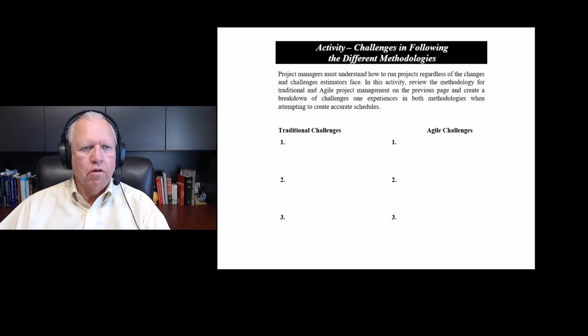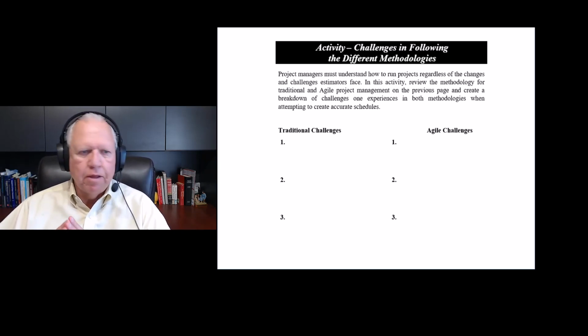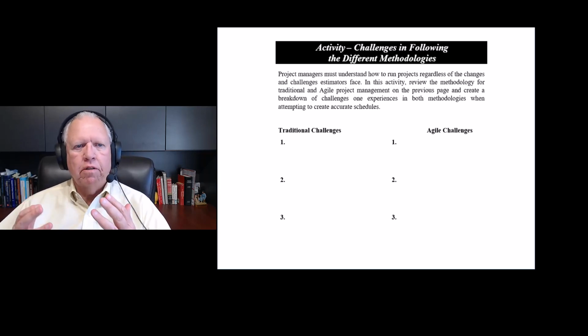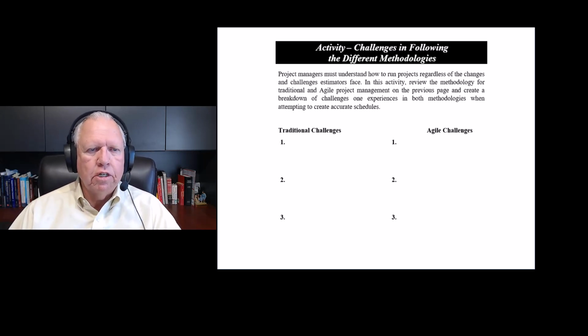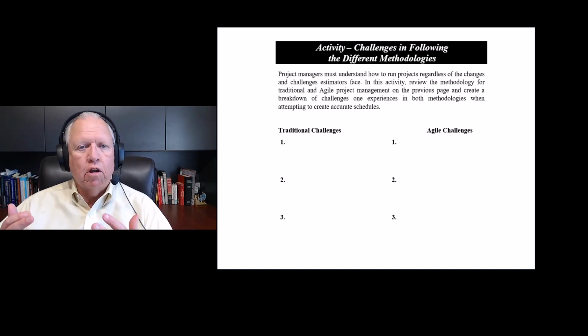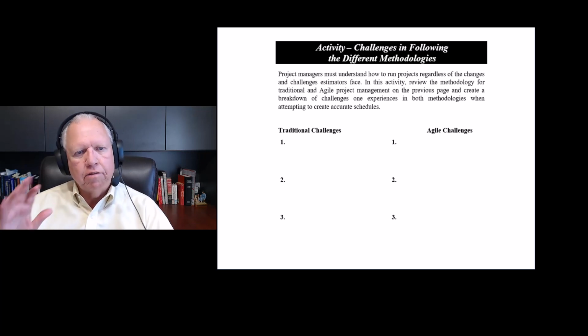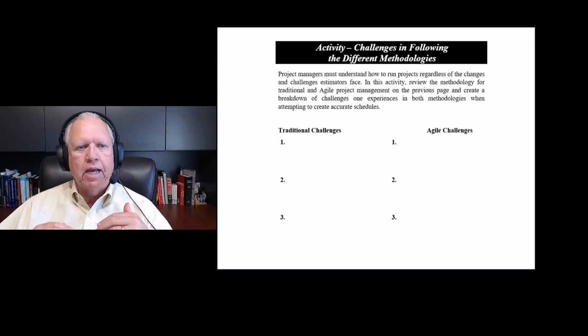Now, at this time, we're going to have activities periodically for you to go through throughout this course. Your first activity is entitled Challenges in Following the Different Methodologies. The goal of this activity is to get you thinking about the two main methodologies that are out there. You're thinking about traditional, but you're also thinking about agile. So I want you to take about 15 or 20 minutes, however long you need, and fill out some of the challenges on the traditional side and some of the challenges on the agile side. This will allow you to do a deep dive into a variety of these topics as we go. So take a few moments and do this first activity.